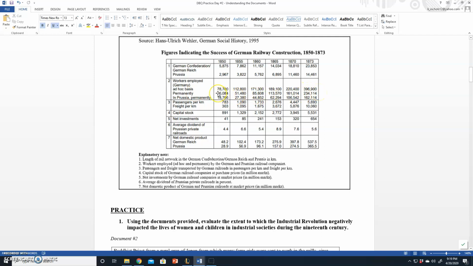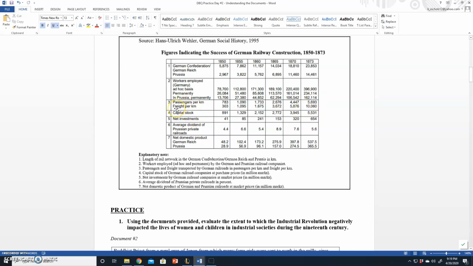You went from 26,000 permanent jobs to 200,000 in 13 years. Well, no, that would be 23 years. Sorry, I'm not a math teacher. That's a lot of jobs. And not only that, but you're getting a lot of ad hoc temporary workers too. So one of the things you could say it's doing is it's increasing jobs.